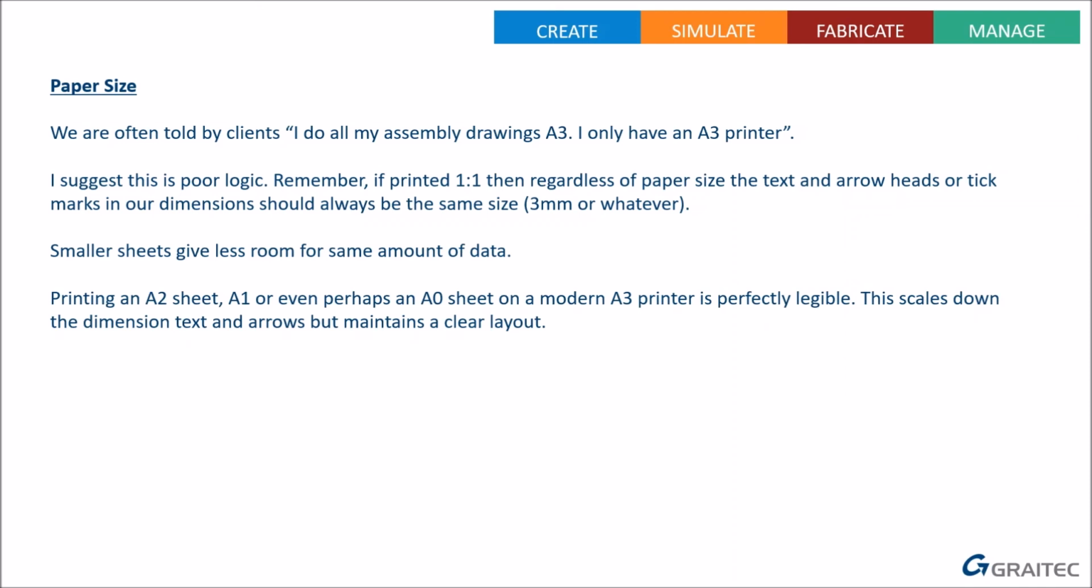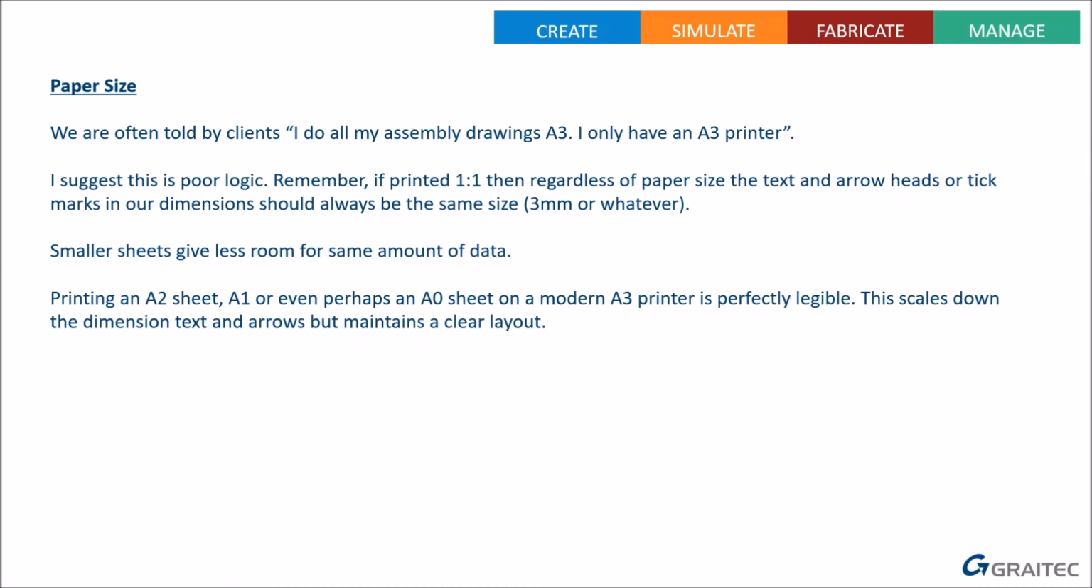These rules were set up when you had to print everything 1-to-1. We had pen plotters and things in the old days. If you tried to print an A2 or an A1 sheet on an A3 piece of paper, the pen plotters were too thick and you couldn't read anything, it just smudged. But with modern printers, you can print an A2, probably an A1, or maybe even an A0 sheet on an A3 printer using scale to fit, and it'll probably still be perfectly legible. So just because you've only got an A3 printer doesn't mean you can't use a bigger sheet size.